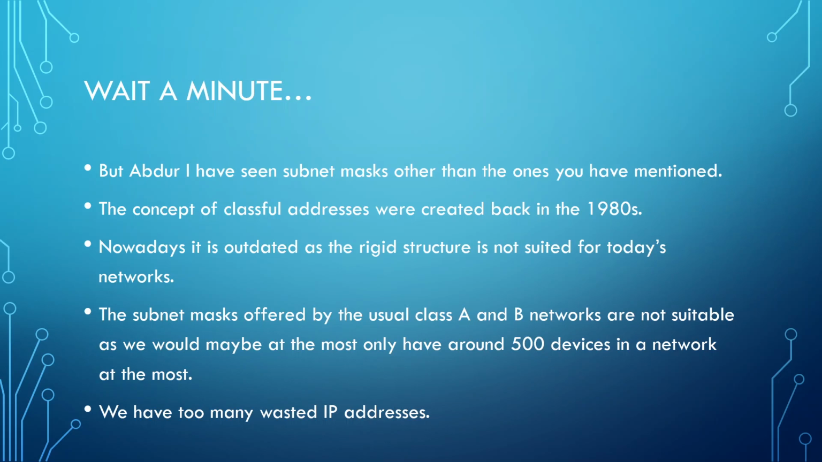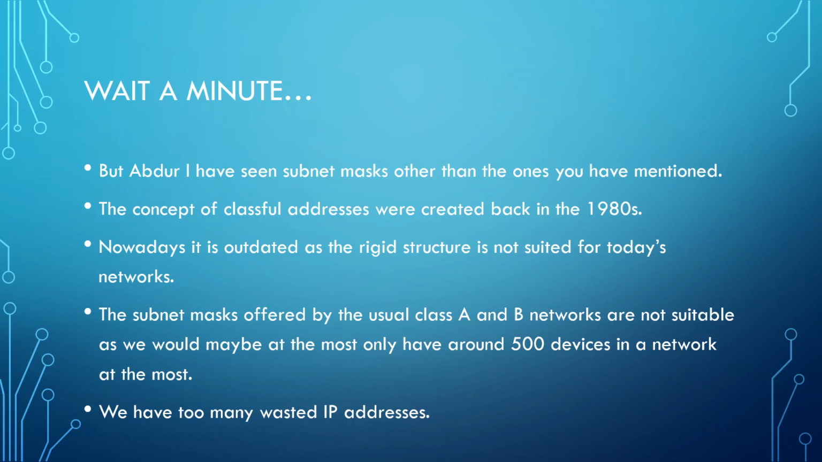And more specifically, the subnet masks offered by Class A and B networks are too large. The reason is that you have to remember that all devices on a network send broadcasts. If we have too many devices on our network and they're all sending broadcasts, then most of our bandwidth is going to be used up by the broadcast traffic. So as a rule of thumb, it's normally recommended that you don't have more than 500 devices at the most in the same network.